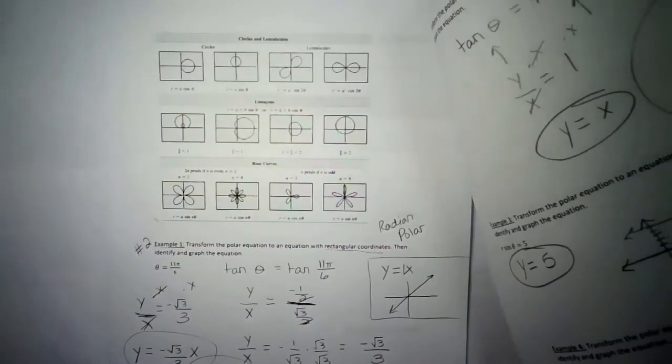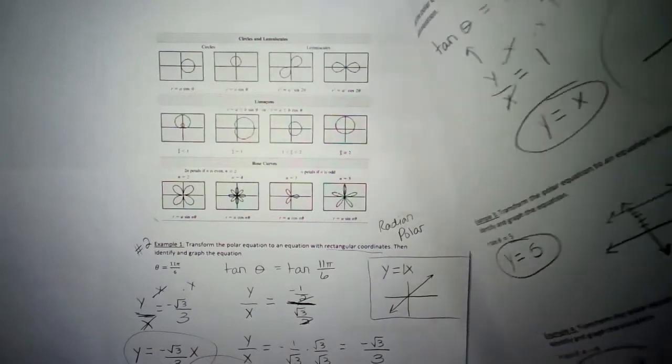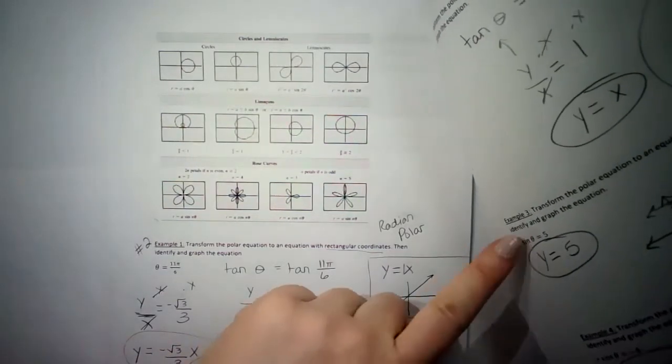Oh, and by the way, I told you example 1 was number 2 on my MyMathLab, example 2 was just an extra, and then example 3 was number 3 and example 4 was number 4.